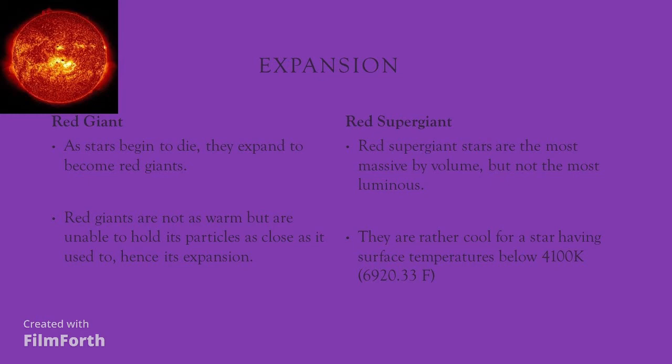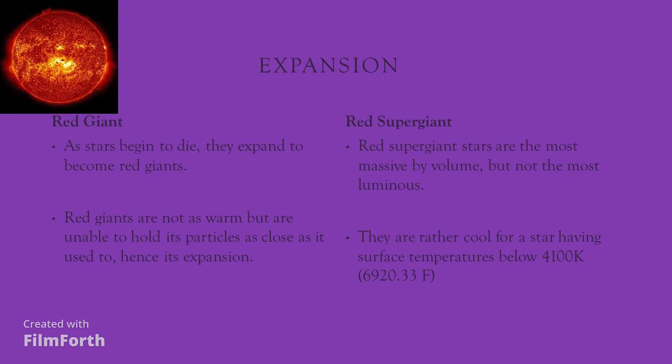Now, after a long portion of their life, stars end up expanding when they begin to run out of fuel. Now, an average star turns into a red giant, and these stars expand and become duller, right? They're not shedding as much light. Red giants are not as warm, but they are unable to hold these particles as close, and so the star expands, right? The gravity is weakening, they can't keep all this stuff together, and so they expand.